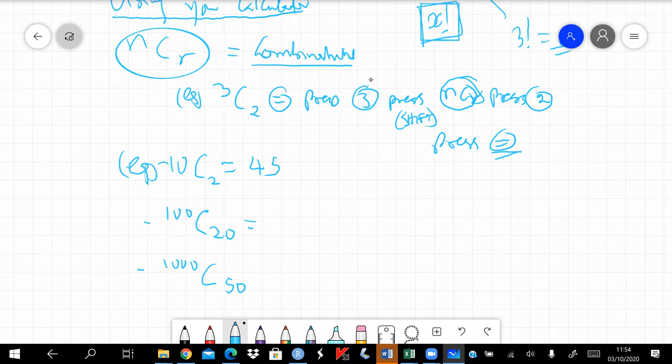What about the last one? 1,000 combination 50. You notice that in the second example, the number was very, very large. So in the third example, we expect the number to be even larger. The number of digits that will be the result to that question are too many to fit in your calculator. Your calculator cannot memorize all those digits. That's why you are getting a math error. Your calculator is returning a math error because it is not able to compute that value.